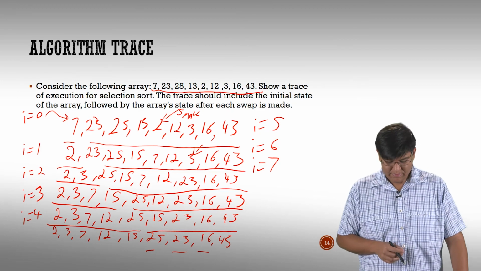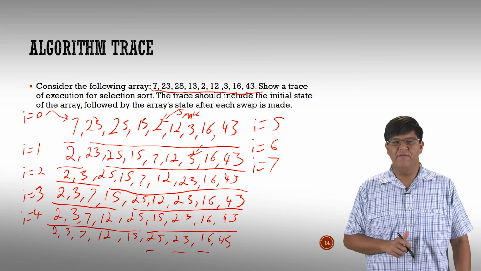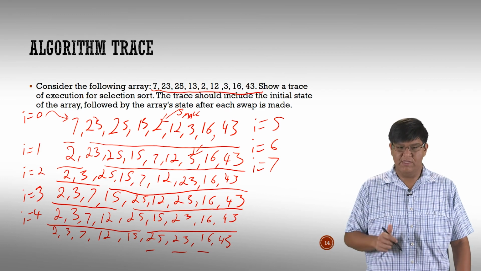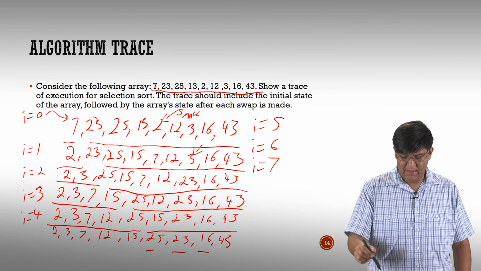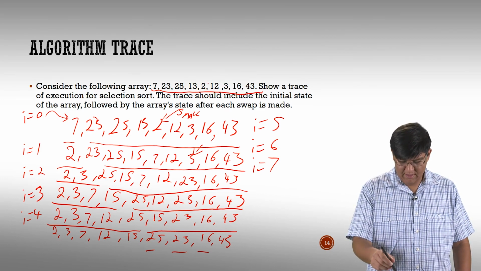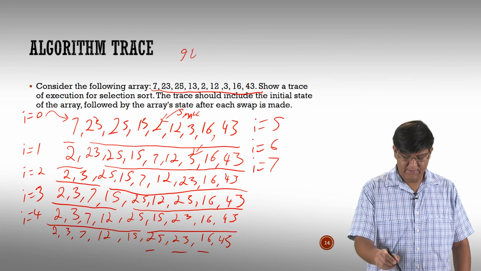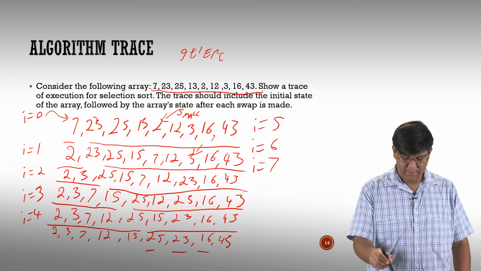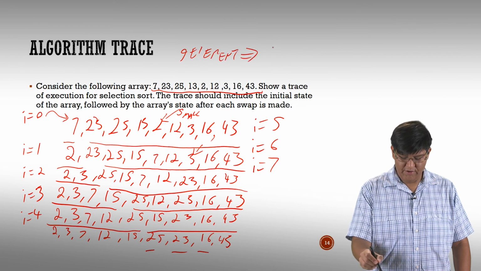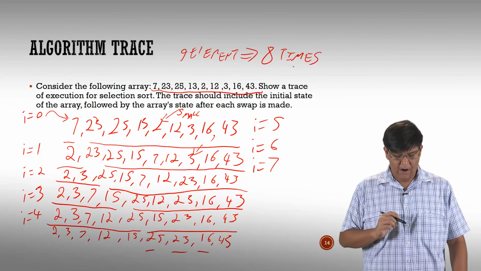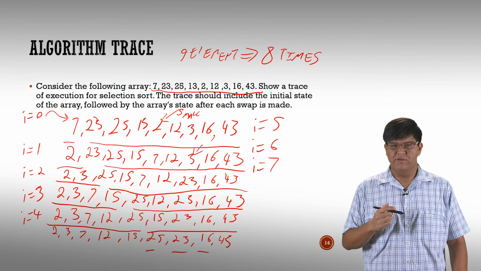So yeah, this is a trace of the array. If you were doing something like this on an exercise, you would need to show each of these steps. In this case I have 9 elements, so 9 elements implies you're going to run your algorithm 8 times, because the last one is a freebie. So yeah, all right, there you go. That's a trace of the selection sort algorithm.